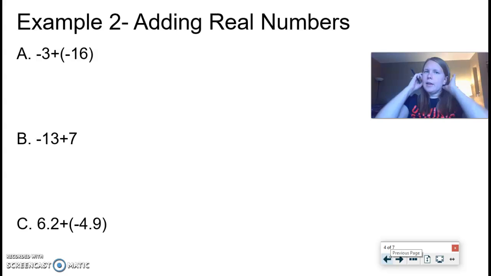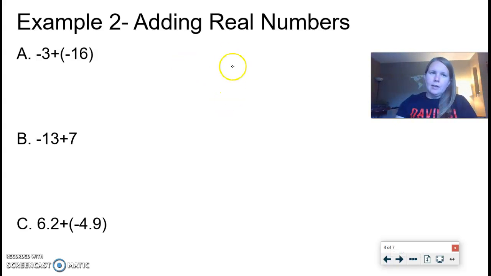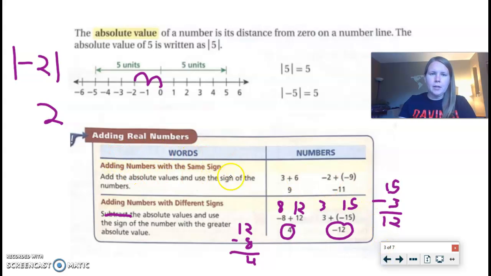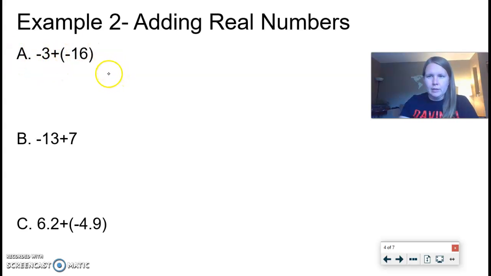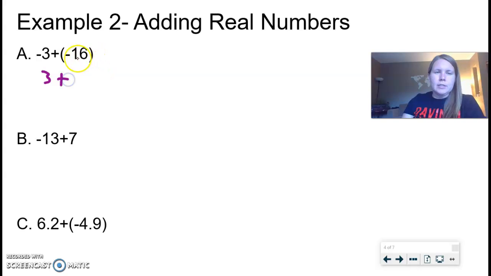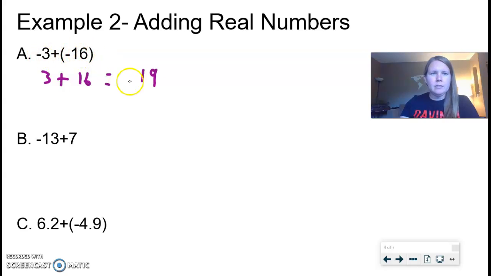So let's go ahead and look at adding these real numbers, okay? In problem A, we've got negative 3 plus negative 16. If I look back at my rule, these fall in the category that they have the same sign. So I can think about the absolute value of each of these numbers. The absolute value of negative 3 is a positive 3. Remember, anything negative becomes positive. I'm still going to have an addition sign, and negative 16 becomes a positive 16. So I just add those two together. 3 plus 16 is 19, but both of them originally started with a negative sign, so my answer is going to be negative 19.